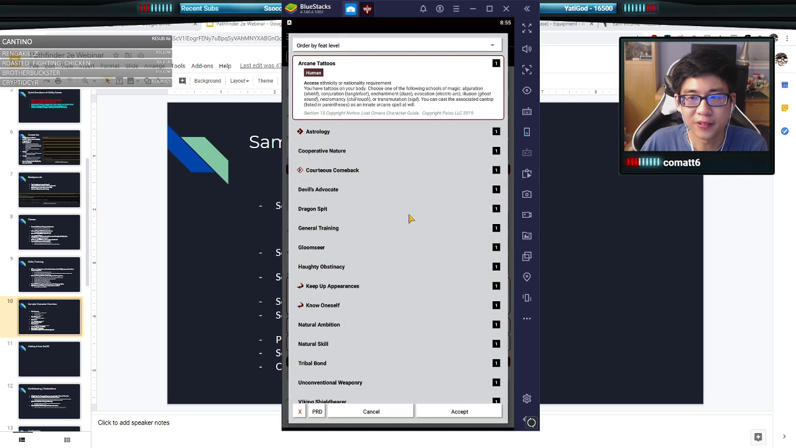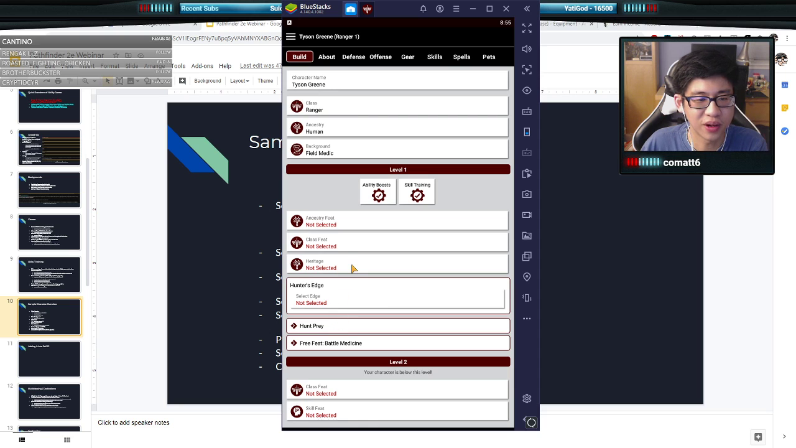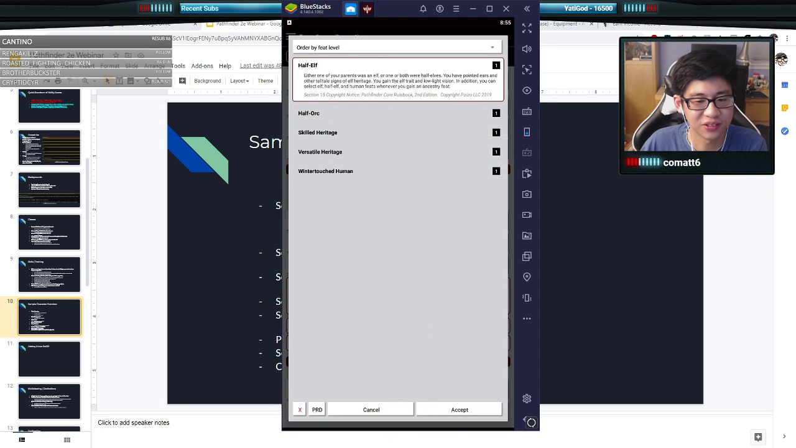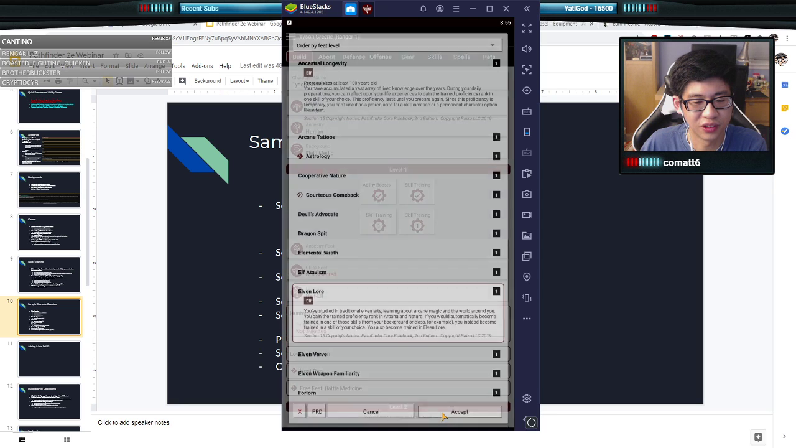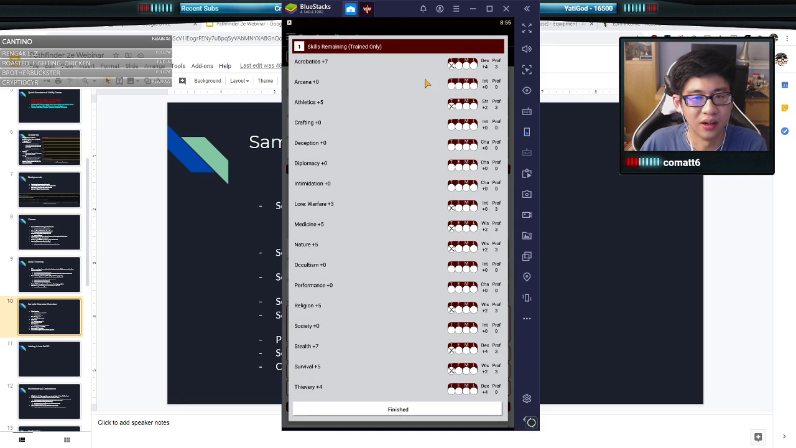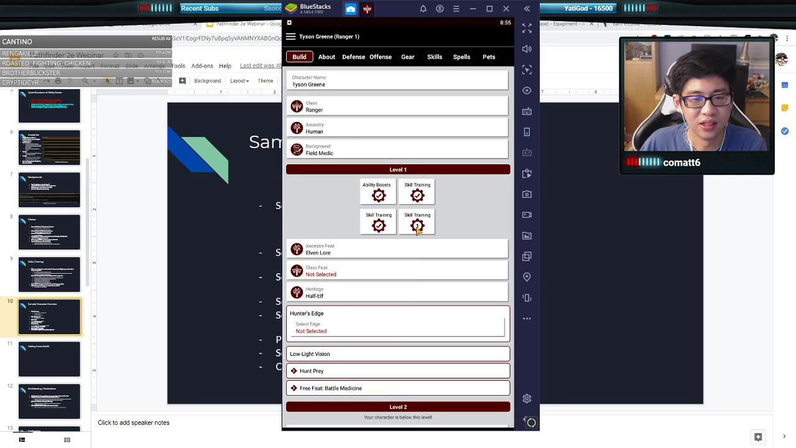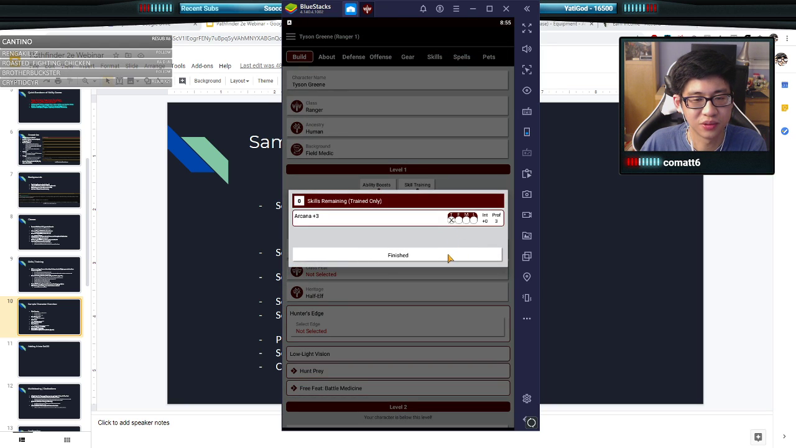The ancestry feat. I usually pick, what does he pick? Elven lore? Sorry, I didn't pick heritage first. Why does it say ancestry feat before heritage? It's so stupid. He is a half-elf, and I always take elven lore just to get some more skill training. The first one is to Arcana, and the second one is to nature, but since I'm already trained in nature, I get to pick something else, and I pick society. This training here goes into Arcana, which is nice.